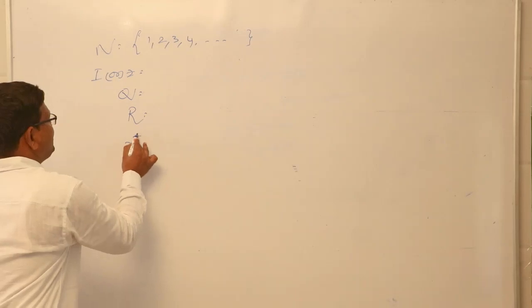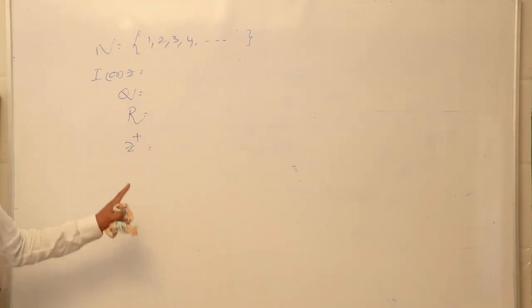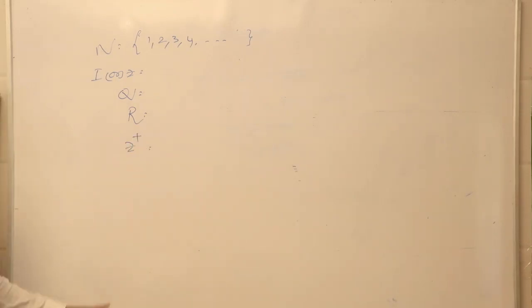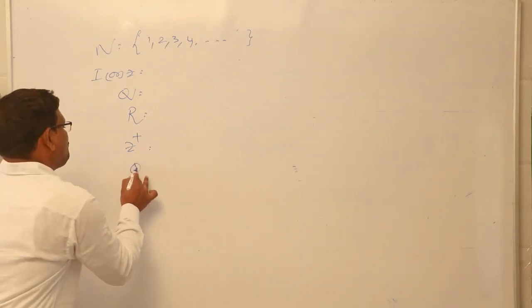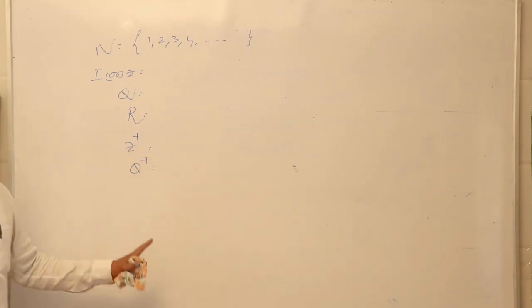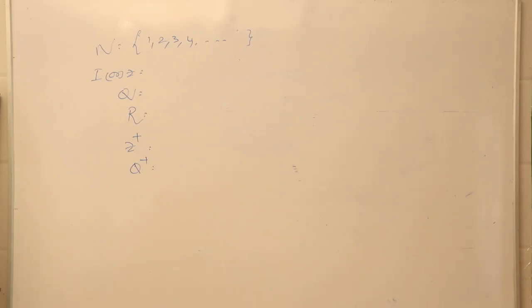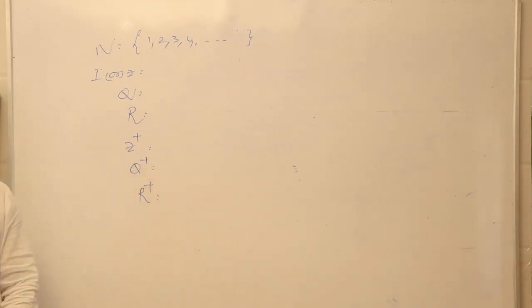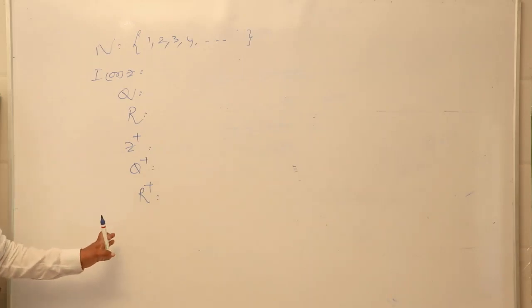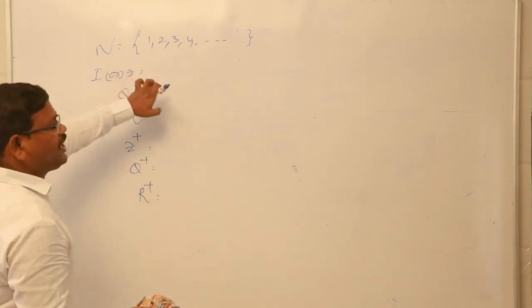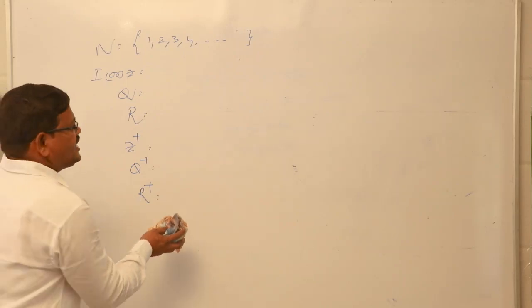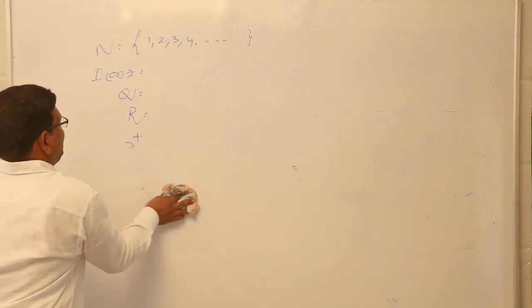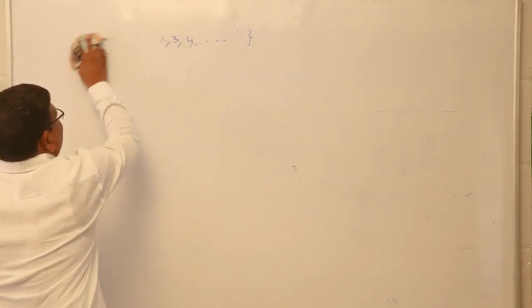And Z plus is the set of all positive integers. Q plus is the set of all positive rational numbers. And R plus is the set of all positive real numbers. Hope you can easily understand this. These sets are generally used to represent the sets.